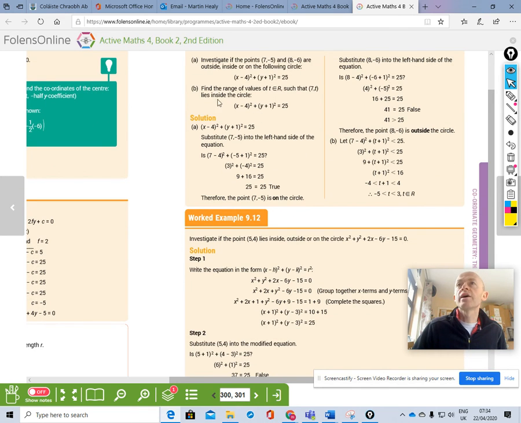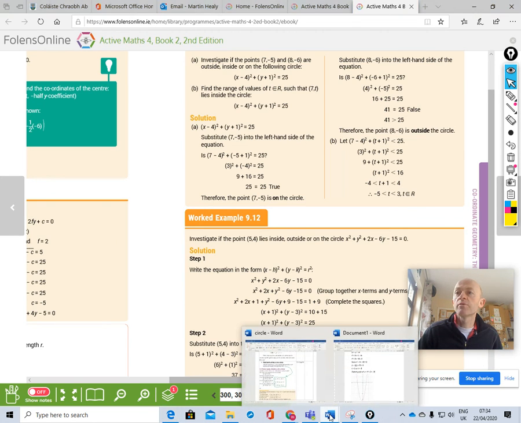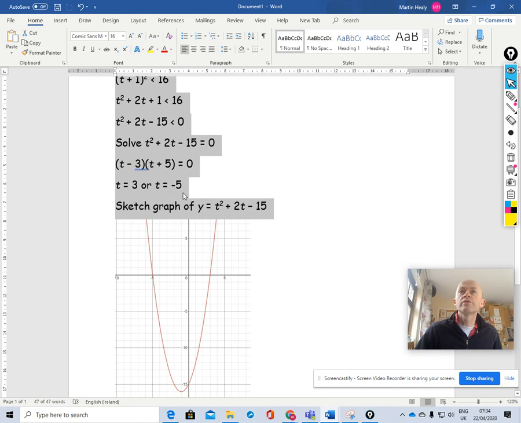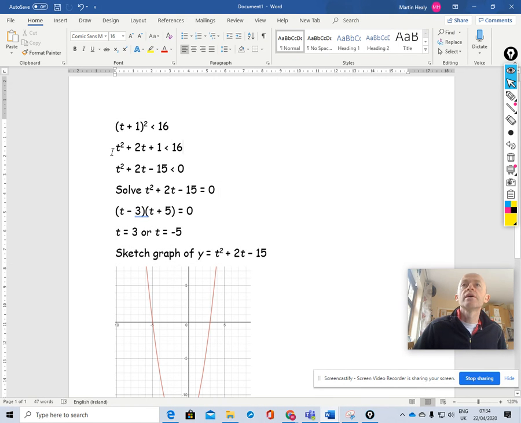Find the range of values of t. So what we do here is you again sub that in there. You end up with a quadratic inequality here. Now, how do we do quadratic inequalities? You get down as far as t plus 1 squared is less than 16. So the way we do them is, we don't just square root it like that, we go like this.